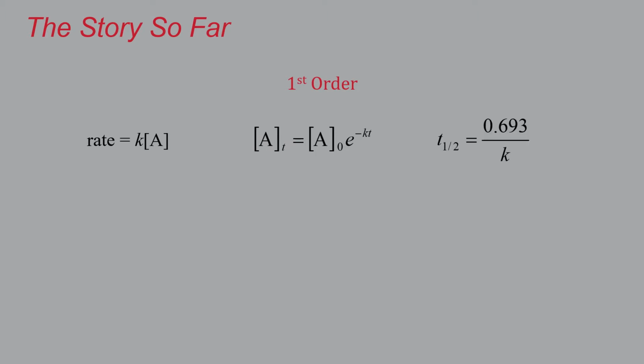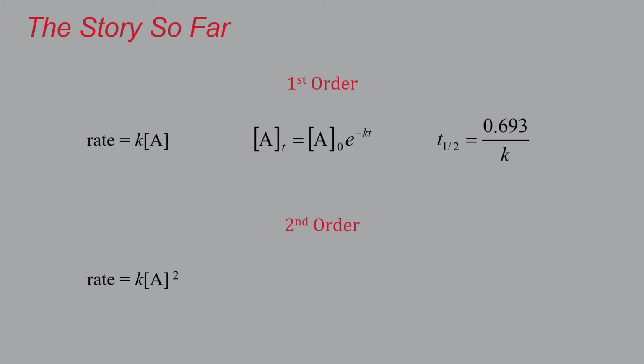Alright, so here's a quick recap of what we've got so far. We studied first order with respect to one component, first order overall. Rate equals k times A to the first power. The exponential version of that integrated rate law is A at time t equals initial A concentration times e to the minus kt. And the half-life is equal to 0.693 over k. Remember, the important thing is that it is a constant.